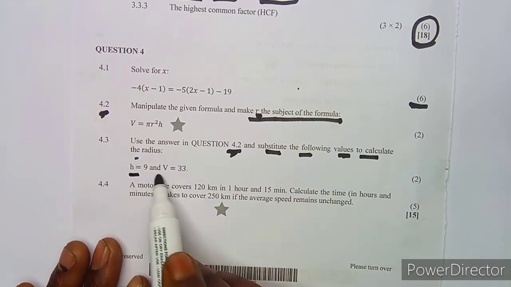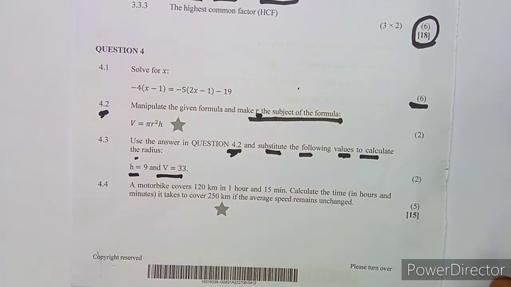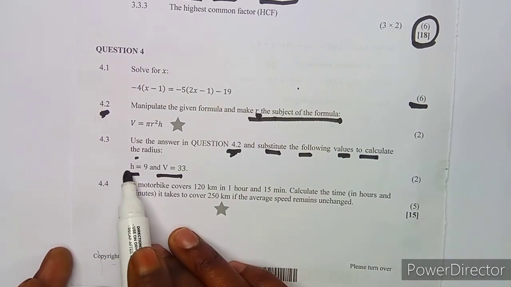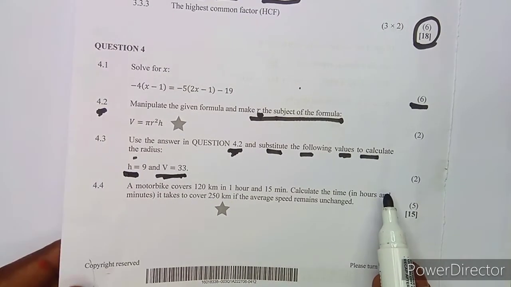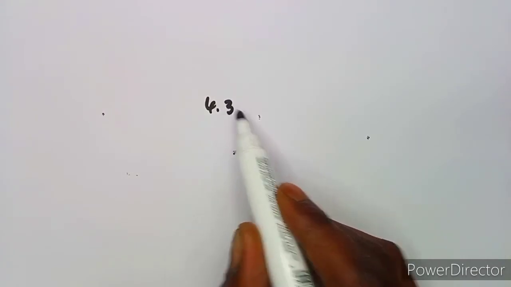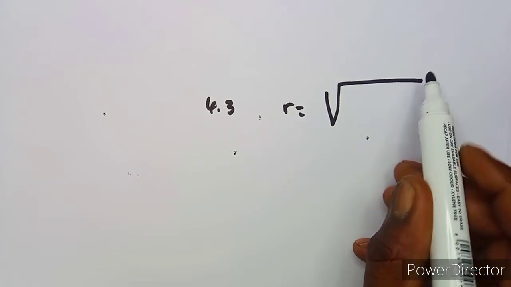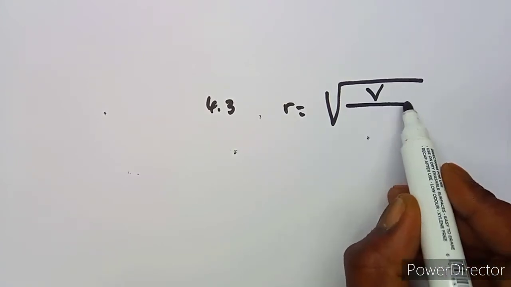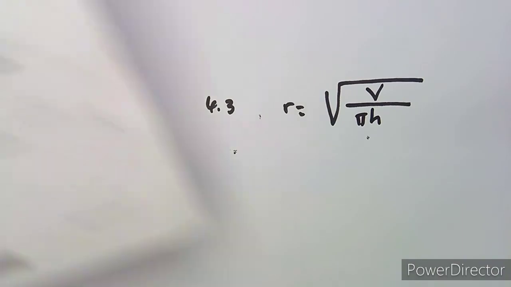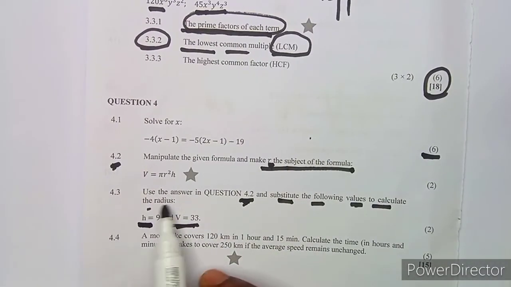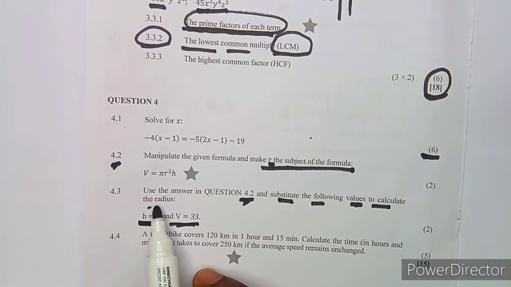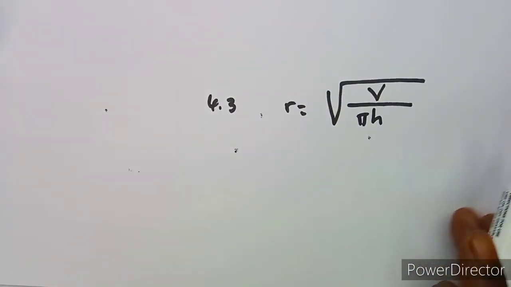Anyways, this is what we have. So if it is a radius, there's no need for us to write plus or minus. All right, so we have to calculate the value of h. We have to substitute h and v, where h is 9 and v is given. Our r was the square root of v over pi h. So if they say this is a radius that we are talking about, I'm not going to put plus or minus, but here we are not given that.